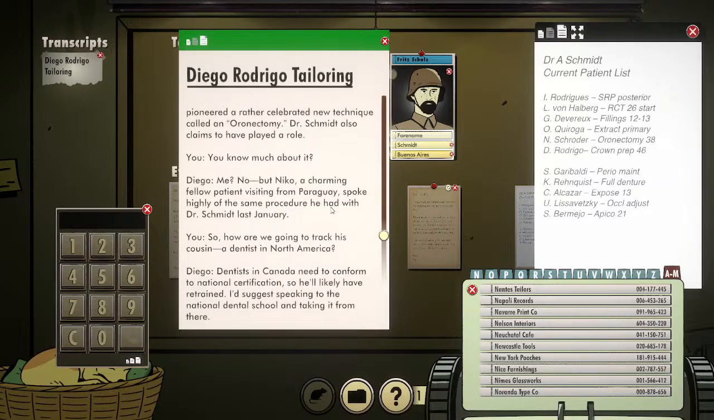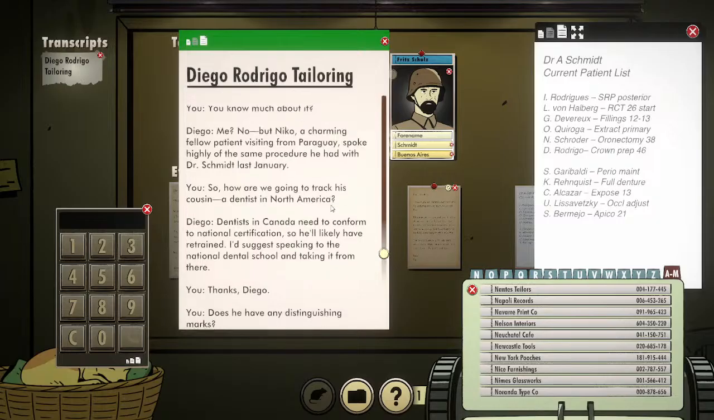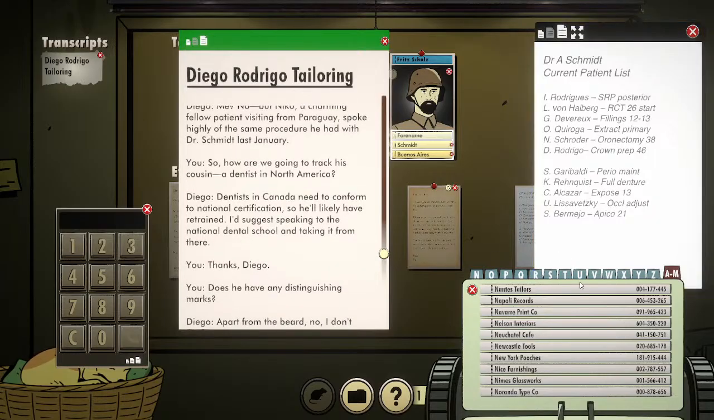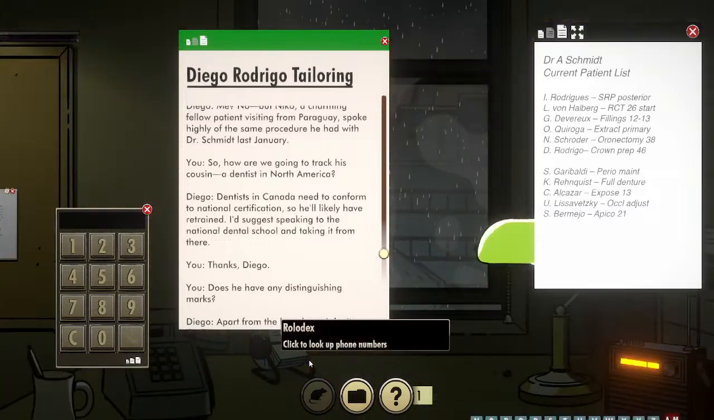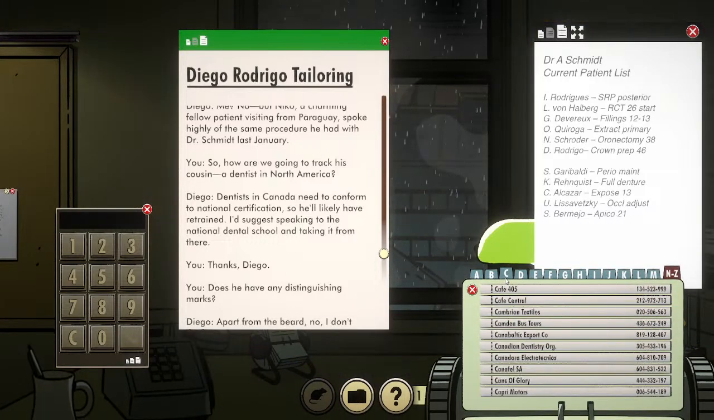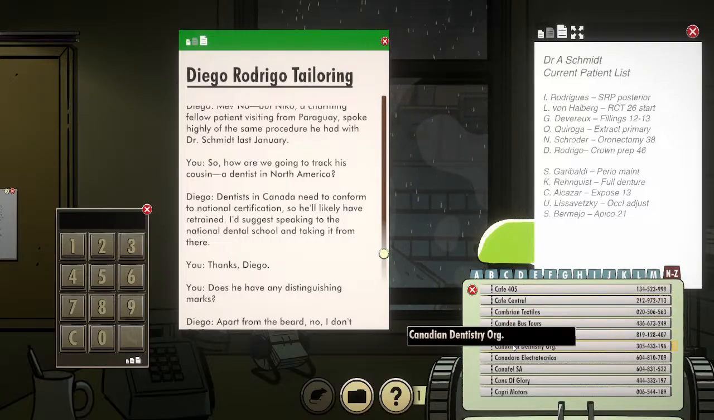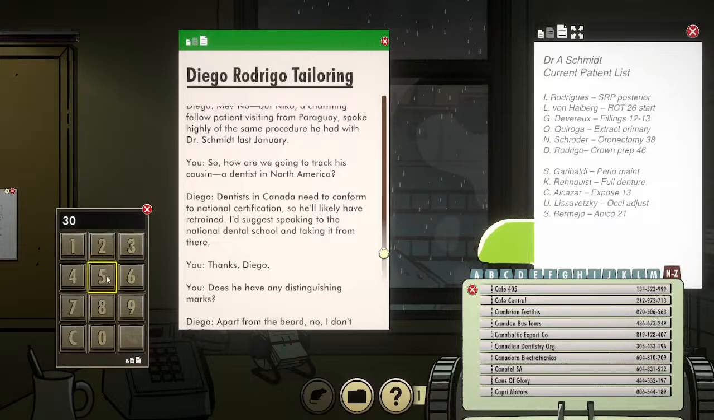Spoke highly of the same procedure we had with Dr. Schmidt last January. I'd suggest speaking to the National Dental School. If I just look up N for National Dental School of Canada. No? Doesn't seem like it's that easy. Are these all the same length? Like they're all one page for each letter of the alphabet? Canadian dentistry. Okay, that's what we want. 305 433 196.